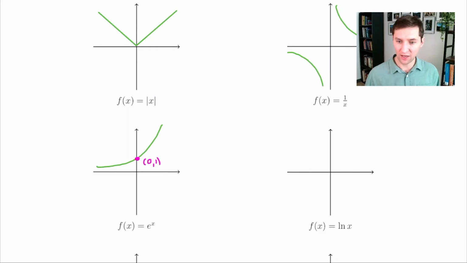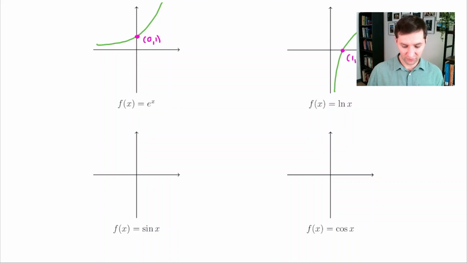The function natural log of x shows up only on the right side of the y-axis. It goes through the point (1, 0). The function e to the x and natural log of x, those two functions are related. We will talk about the relationship in a future video.